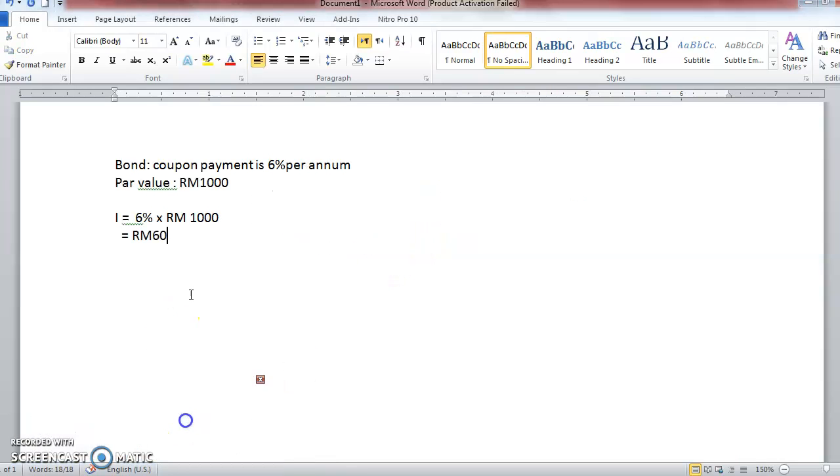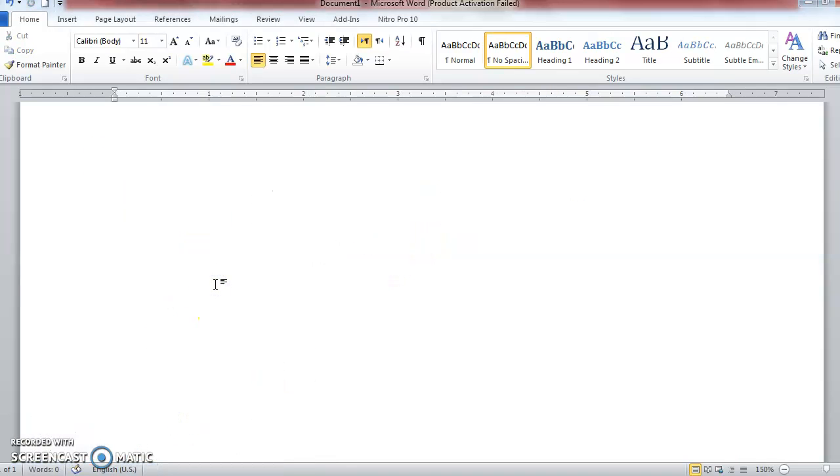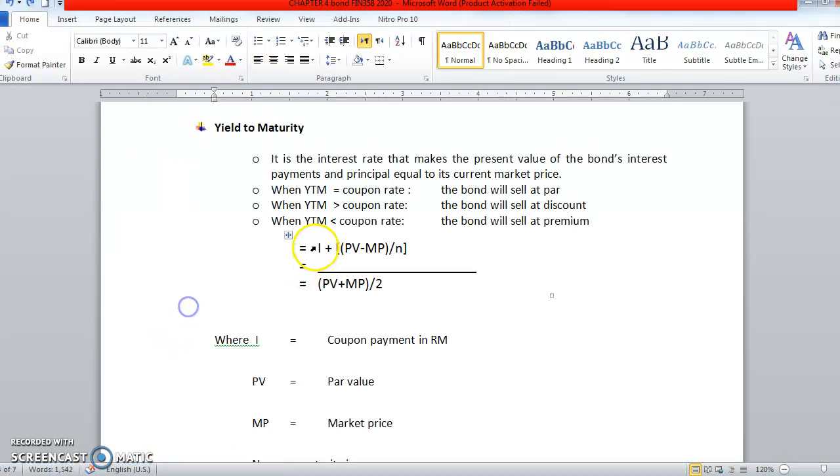Let's say I'll give you another example. Par value will still be the same, we'll assume RM1000. Let's say the market price given is RM900, and N is the maturity. Let's say given is 10 years, for example. So for this one, you have to calculate. I'll continue over here. So, I'll continue this formula.